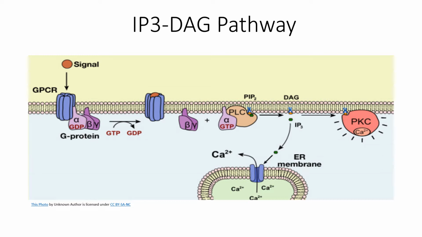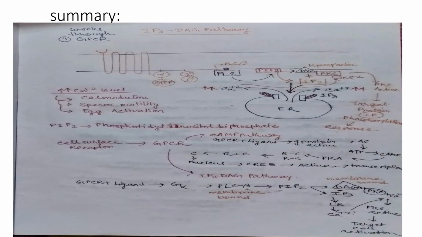So coming to the next part, the summary, in the IP3 DAG pathway, what happens? At first, GPCR is not activated when GDP is bound and there is no ligand present. Then a ligand comes and binds with this serpentine receptor or GPCR. Then GDP converts into GTP and binds with the alpha subunit and activates it, and alpha is separated from the beta gamma units. Then the activated alpha, in the IP3 DAG pathway, what happens?